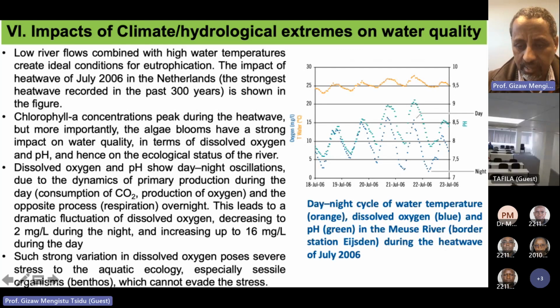This is another study done in terms of, for instance, oxygen, dissolved oxygen, and pH. It is in the Meuse River in the Netherlands. This shows the heat wave of July 2006. This is a single event. The heat wave of July 2006 is a famous heat wave.